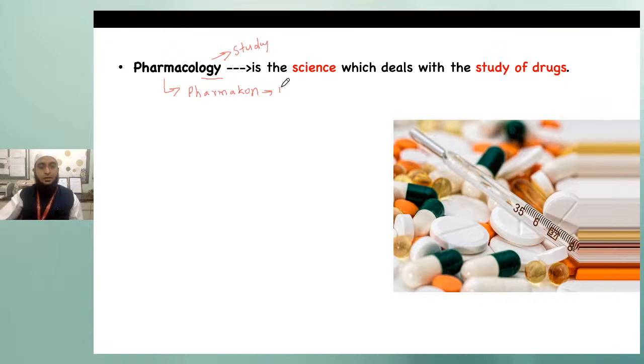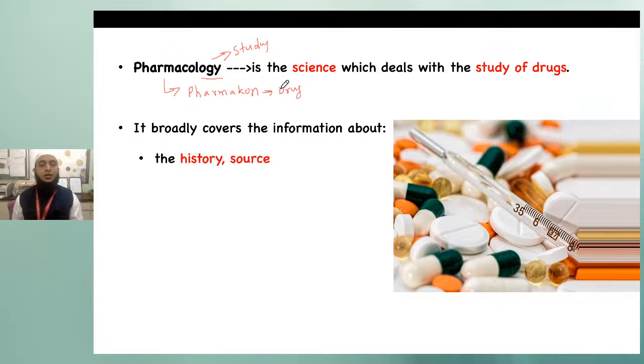When you are studying the drug in the science, or studying the science behind the drug, then that subject or that domain of pharmacy is called pharmacology. It broadly covers the information about the history and source of the drug. What is the history behind the drug, how it came, what is the source, whether it is a herbal source, semi-synthetic or synthetic source.